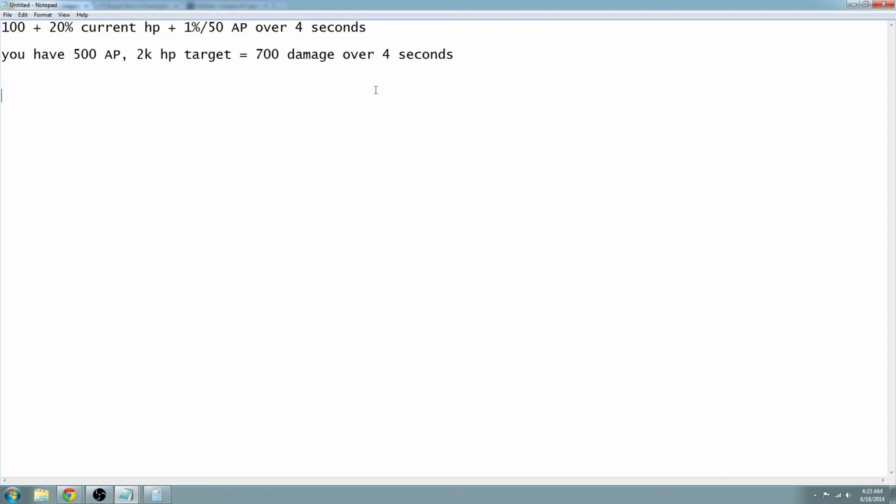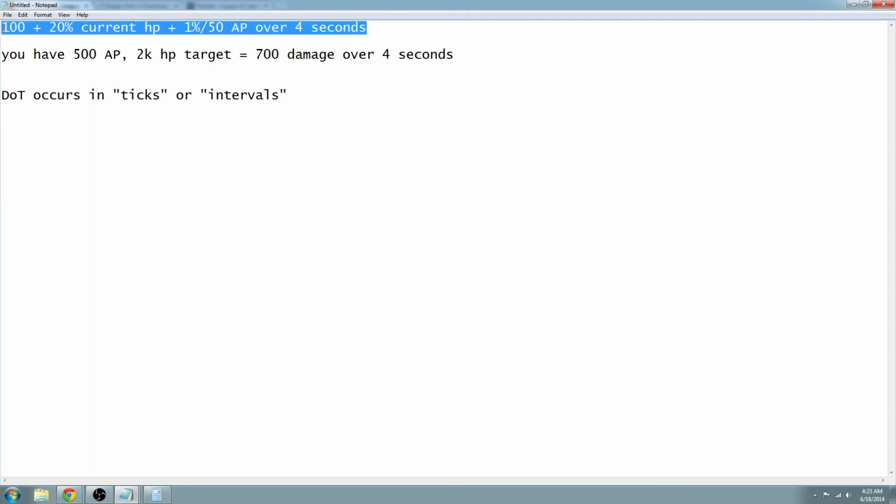So damage over time abilities occur in ticks or intervals. So this amount of damage isn't really a burst. It's going to happen over 4 seconds. For the case of Nidalee's Trap, I believe it's 4 ticks over 4 seconds, so it's going to occur 4 separate times.